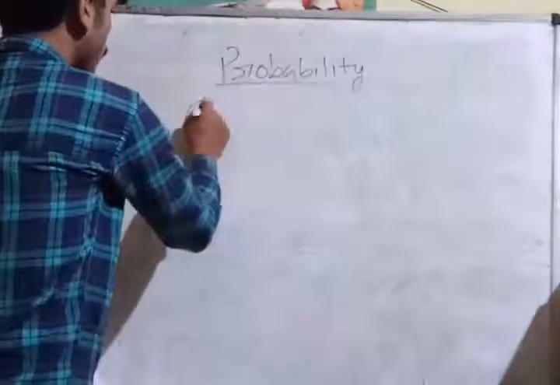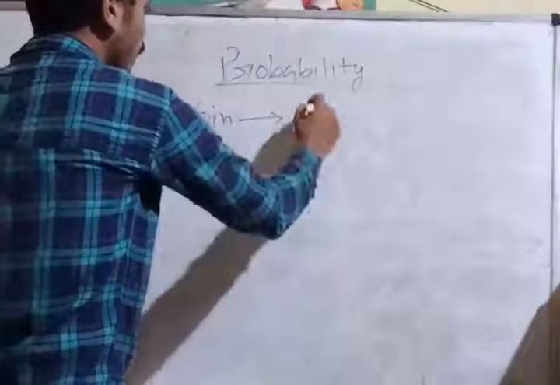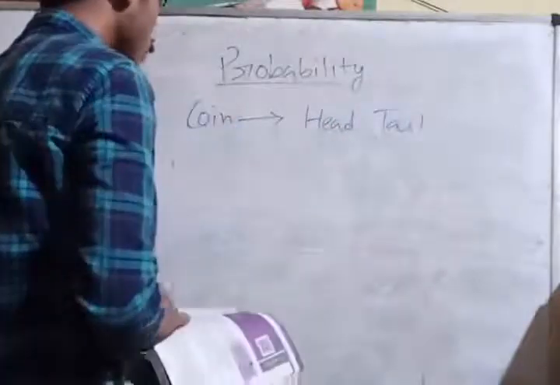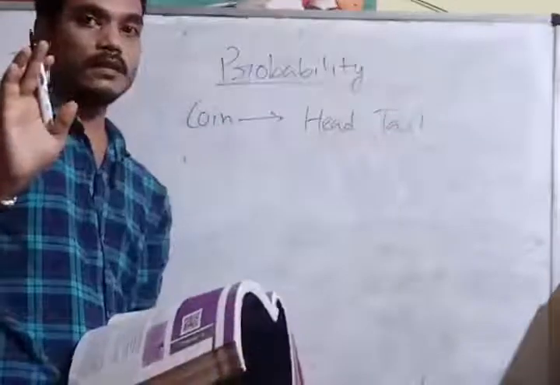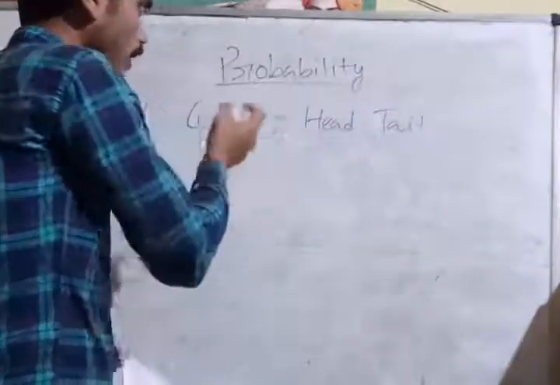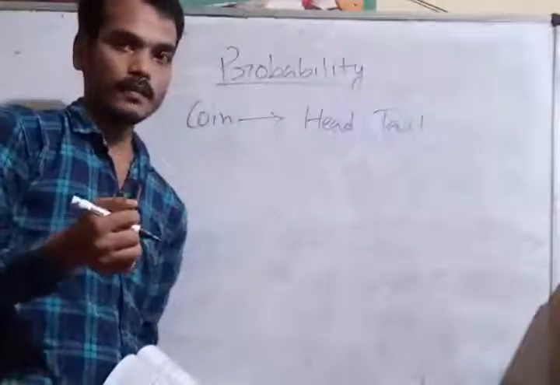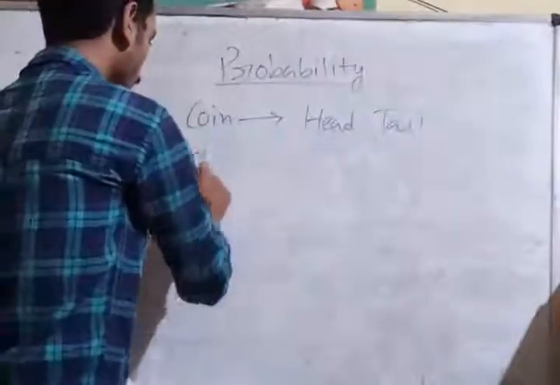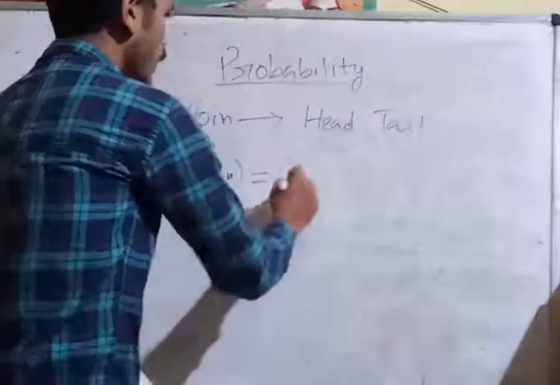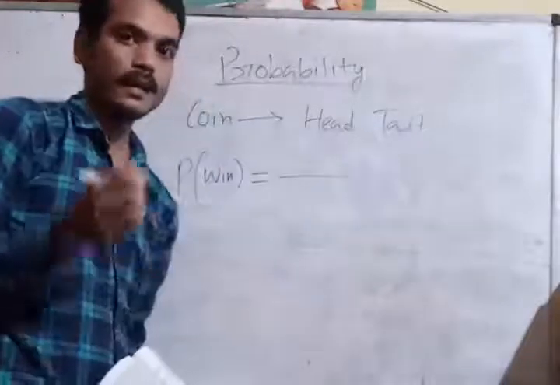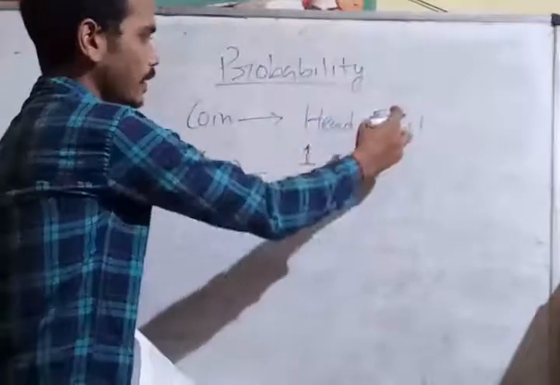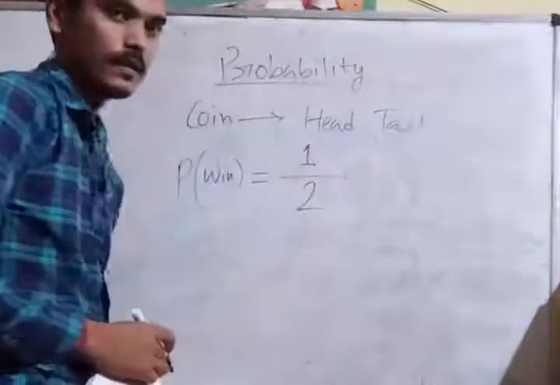So, when you flip a coin, either you may have head or you may have tail. So what is the probability that your team will start? Suppose while flipping the coin, if I call head, then my probability will be: head is only 1. So this is 1 out of how many? 2 sides are there. So this is 2.